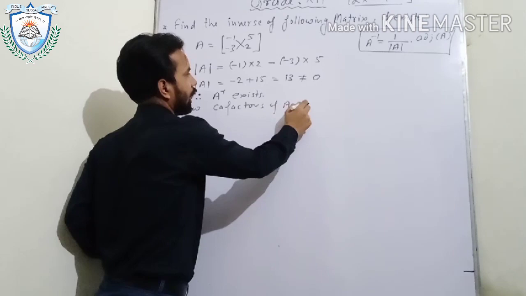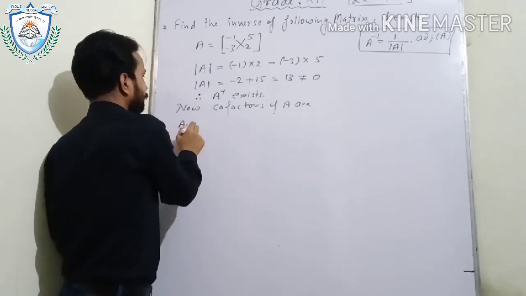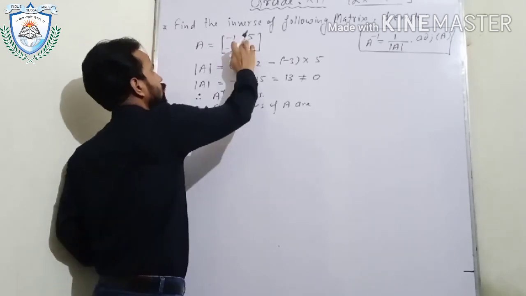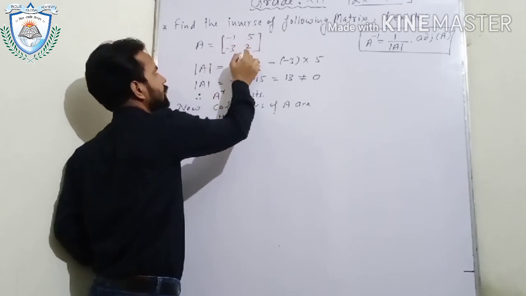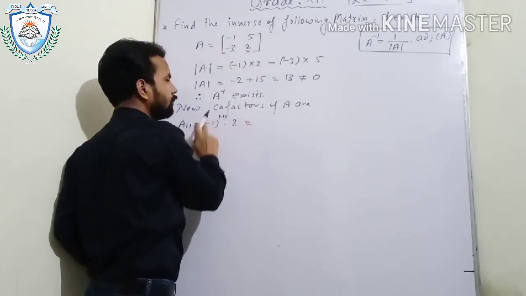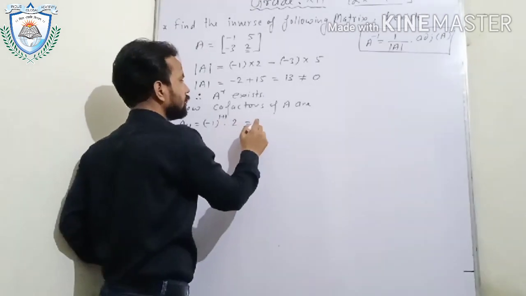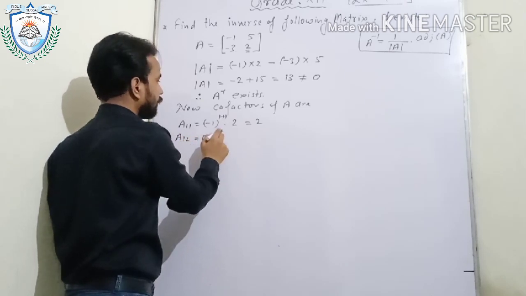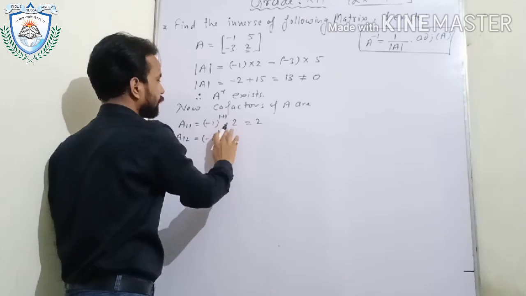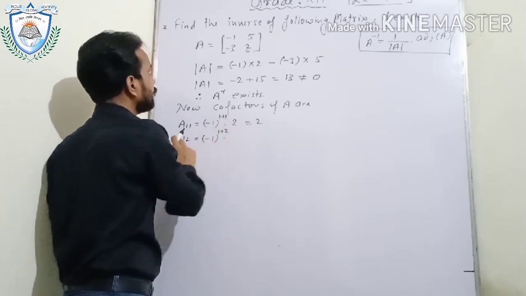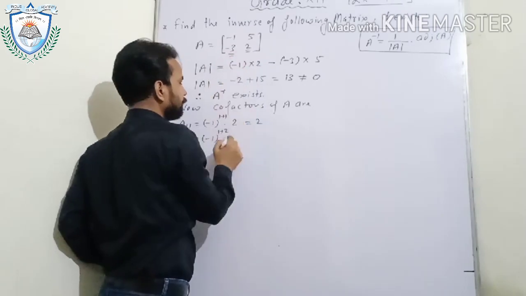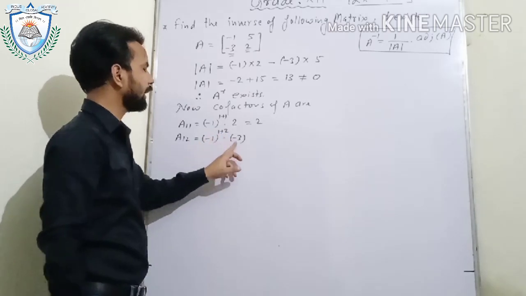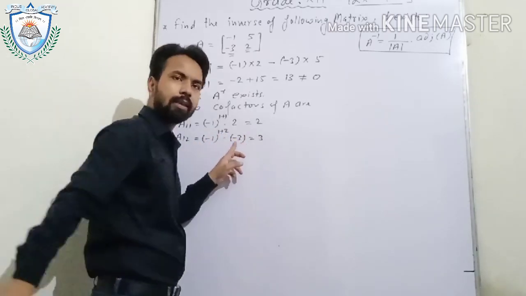first cofactor is A11. A11 means minus 1 to the power 1 plus 1 into M11. So here we will hide first row, first column. So what is left? 2. Minus 1 to the power 2 is positive 1. Positive 1 into 2 is positive 2. Now A12, minus 1 to the power 1 plus 2 into M12. So first row, second column we will hide. What is left? Minus 3. So minus 1 to the power 1 plus 2 is 3, so it is negative 1. Negative 1 into negative 3, the result will be positive 3.